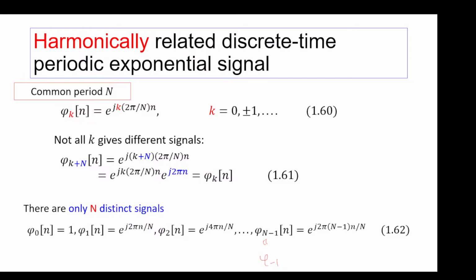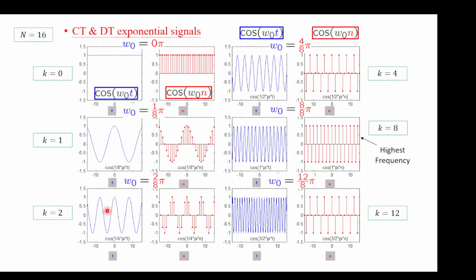So you can also have psi 0 equal to psi N, and psi N minus 1 equal to psi minus 1. And you can also have psi minus 2, psi minus 3, etc. psi minus 2 equals psi N minus 2, etc. So that's the big N distinct signals, and let's see the picture.